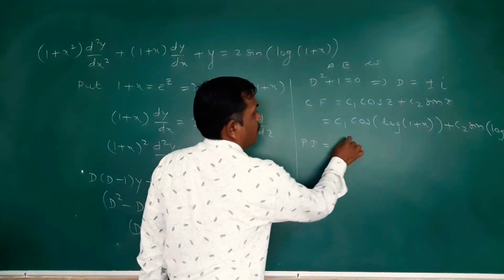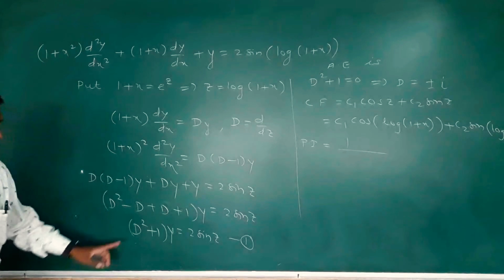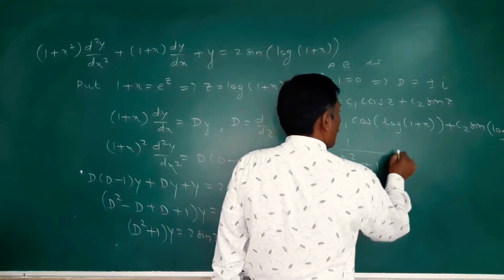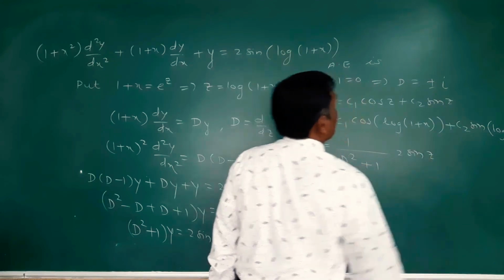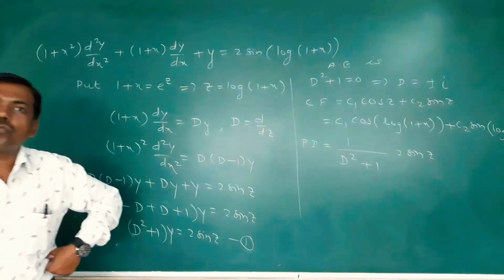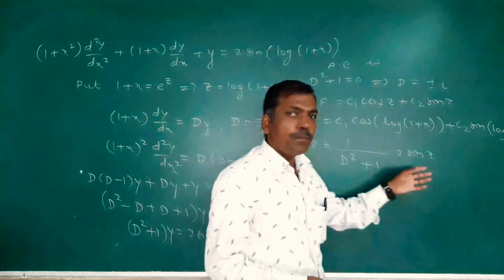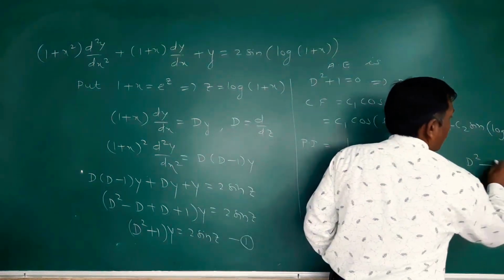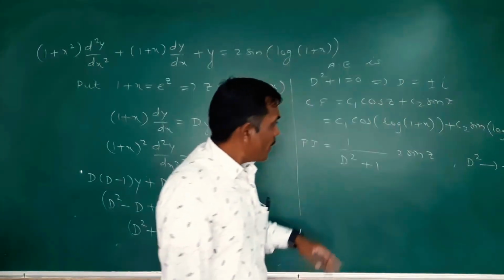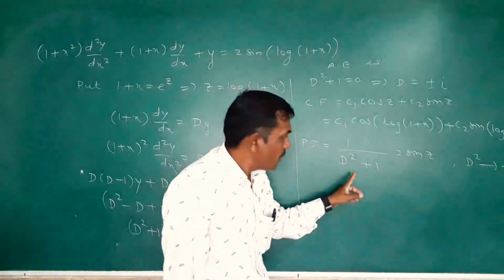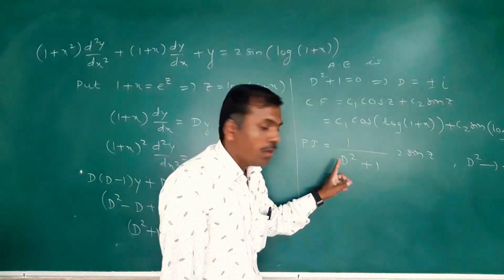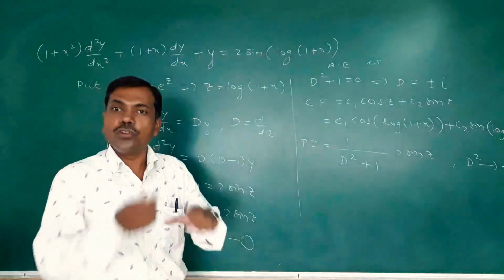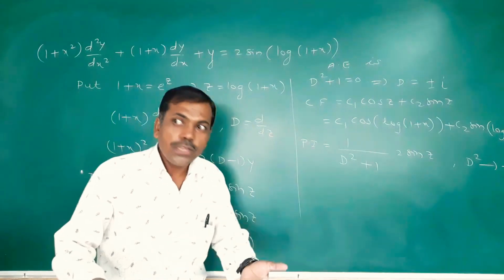Particular integral is equal to 1 upon D squared plus 1 applied on 2 sin z. Right? Now what is the shortcut method for sine? For sine we replace D squared by minus 1. So if in place of D squared I write minus 1 here, it becomes minus 1 plus 1, which is 0. So the case of failure happens, meaning the denominator becomes 0. What do we do in that case?